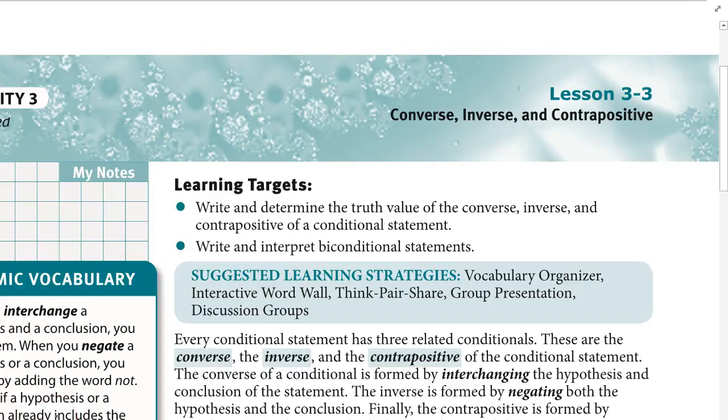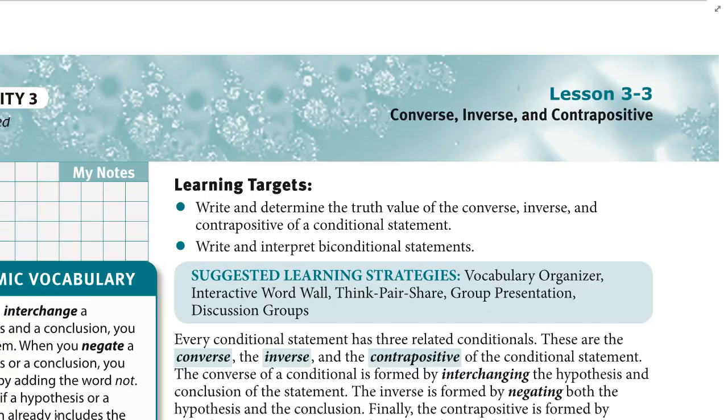This video is for lesson 3-3 about converse, inverse, and contrapositive. Learning goals are to write and determine the truth of converse, inverse, and contrapositives of a conditional statement, and to be able to write a biconditional statement. All of these words, converse, inverse, contrapositive, are different ways to rearrange a conditional statement.